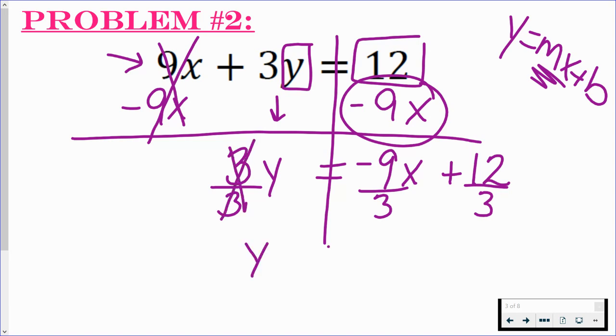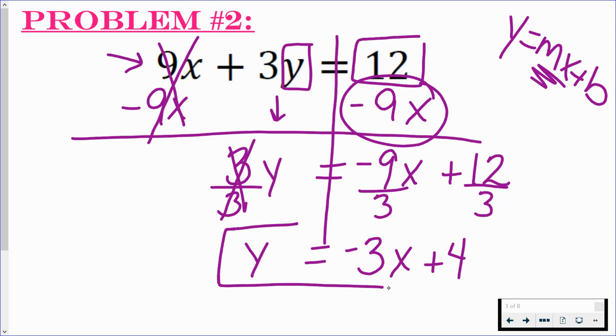Now we're left with y equals negative 9 divided by 3 is negative 3x. And then 12 divided by 3 is 4. And again, that's in y equals mx plus b. So we are good.